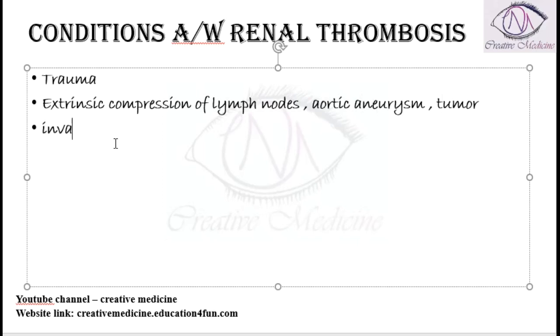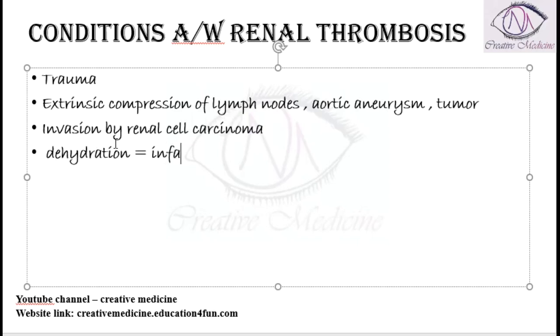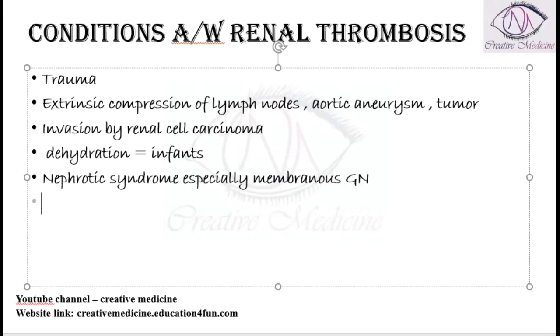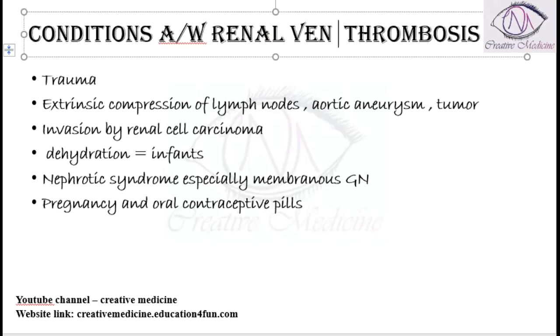renal vein thrombosis whenever there is invasion by renal cell carcinoma, or if the patient develops dehydration, especially in infants, or if the patient develops nephrotic syndrome. This nephrotic syndrome is especially due to membranous glomerulonephritis, or the presence of pregnancy and oral contraceptive pills. So all these are associated with nephrotic syndrome in adults. All these are associated with renal vein thrombosis in adults.